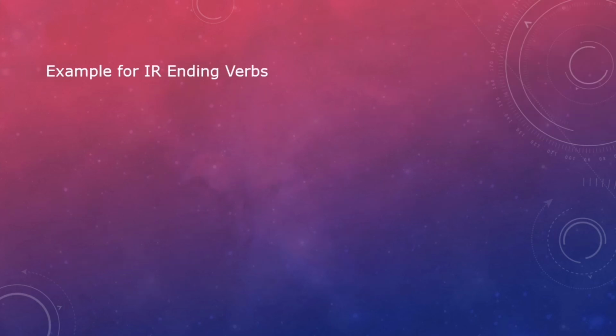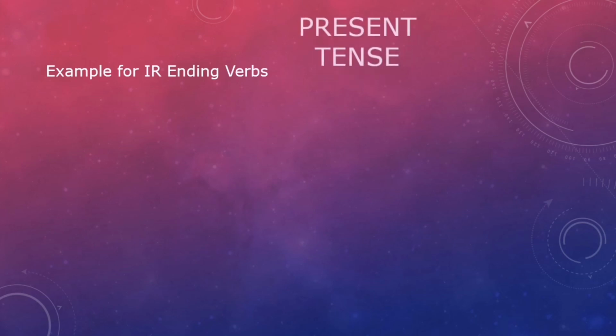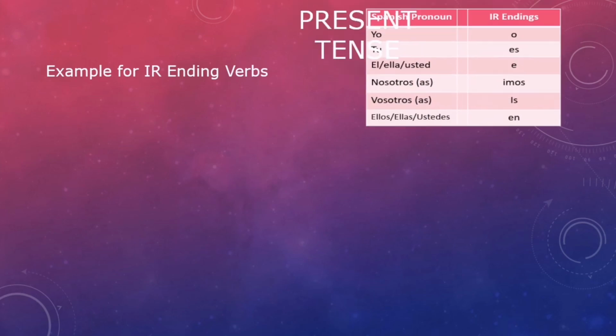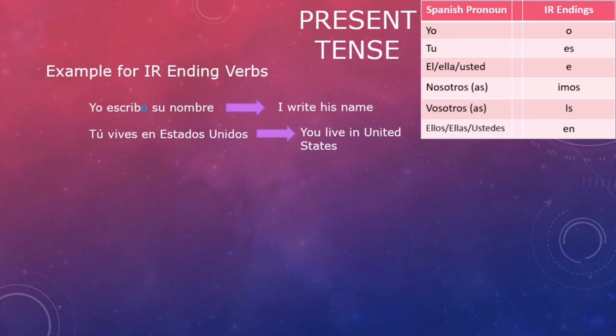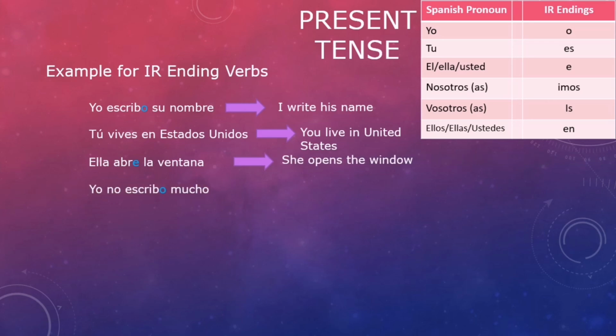Here are the examples for IR ending verbs for the present tense. Yo escribo su nombre. I write his name. Tú vives en Estados Unidos. You live in the United States. Ella abre la ventana. She opens the window. Yo no escribo mucho. I don't write a lot.